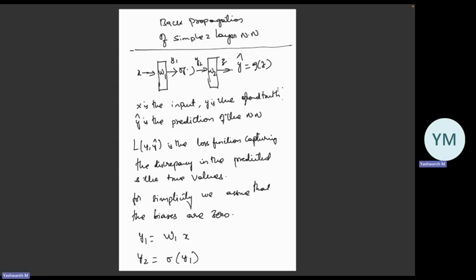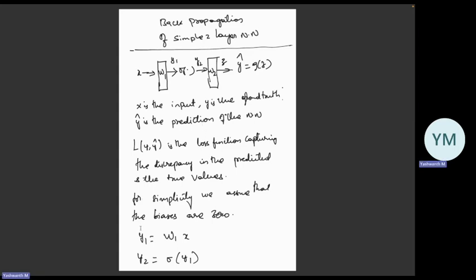As described, X is the input, Y is the ground truth, and we are supposed to learn the function that maps from X to Y. So y hat is the prediction of the neural network as depicted here. And L of y comma y hat is the loss function capturing the discrepancy between the predicted value y hat and the ground truth value y. For simplicity, we assume that there are no bias terms in the neural network.